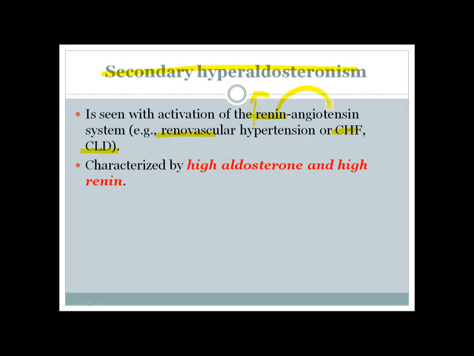Renin increases the synthesis of angiotensin 1 and then 2, and angiotensin 2 actually causes the secretion of a high level of aldosterone from the zona glomerulosa. So in case of secondary hyperaldosteronism, primarily you have a high renin, and this high renin ultimately will result in high aldosterone.